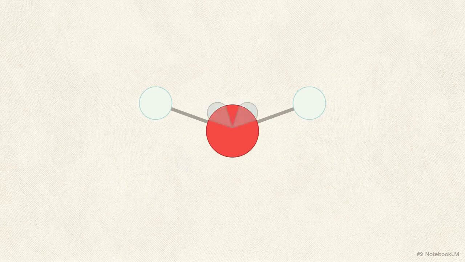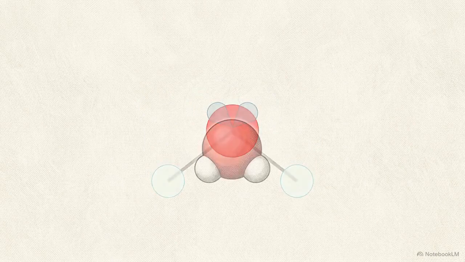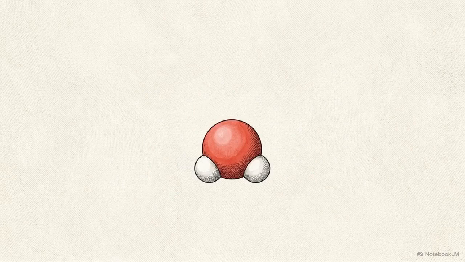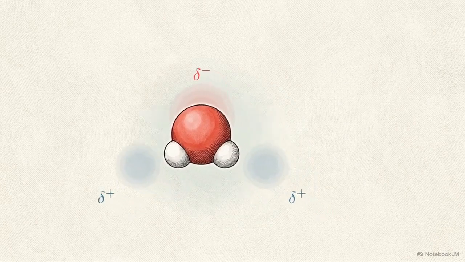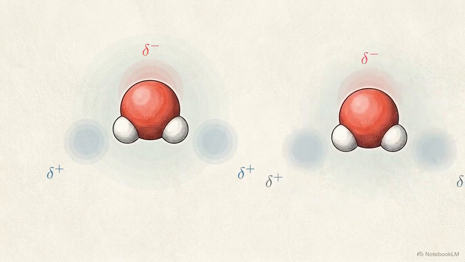Moving from bond strength to molecular shape, let's examine this 3D model of a water molecule using VSEPR theory. The two unshared lone pairs of electrons on the oxygen atom strongly repel each other and the bonded hydrogen atoms, physically forcing the molecule into this specific bent geometry. Because of this bent shape, the highly electronegative oxygen pulls electron density away from the hydrogens, creating a partial negative charge at the top and partial positive charges at the bottom.